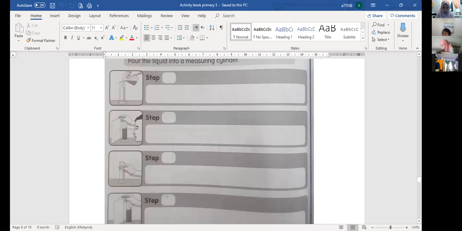Okay, now I want to ask. Siapa lagi teacher belum tanya ni? Okay, Zia. Dalam gambar ni yang mana step nombor satu? First kali kita kena buat apa? Gambar yang mana satu? Tuang air ke? Letak kertas ke? Letak measuring cylinder ke? Kena baca yang mana satu? Letak air. Sebelum letak air kena buat apa?